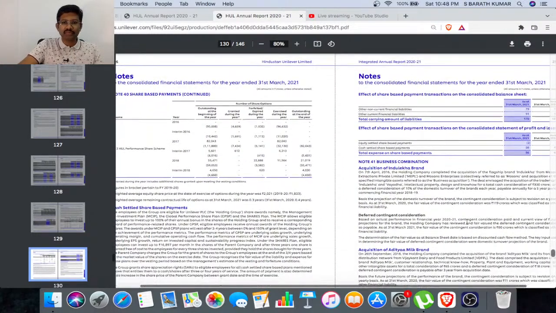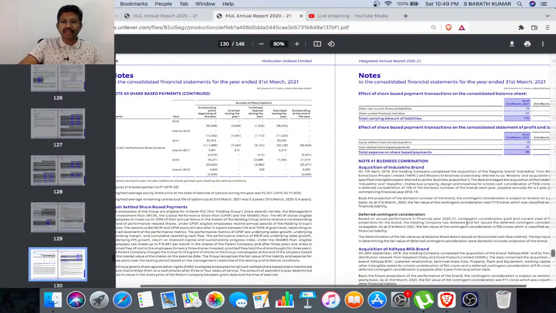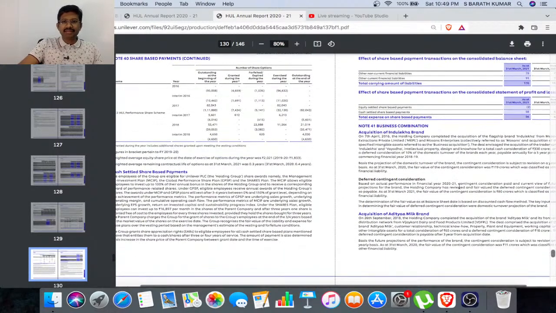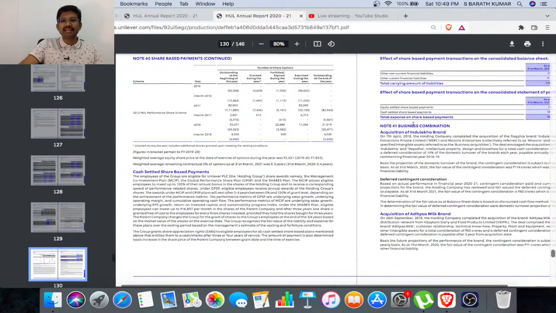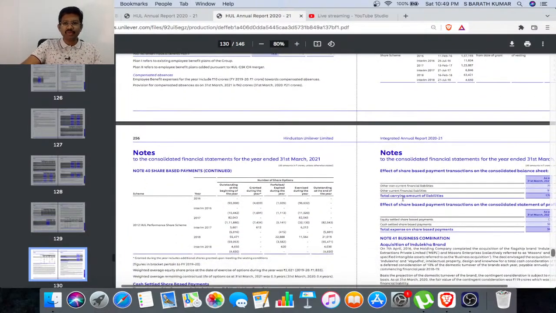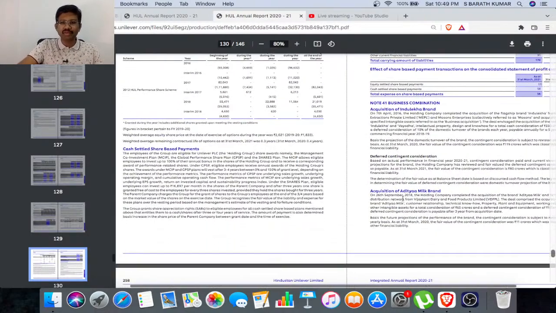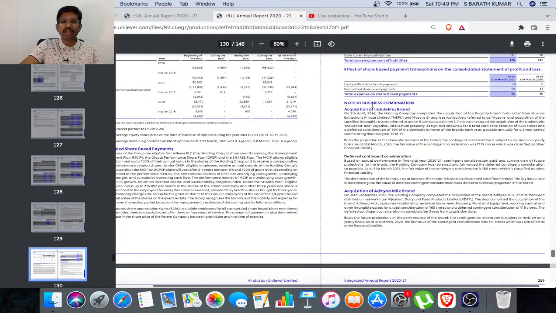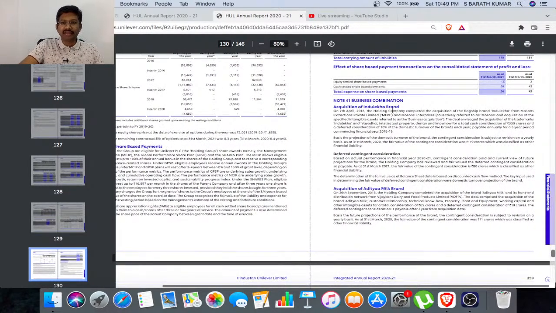Now this is note number 41. Basically, what is this? This is a note where they say that they have acquired some things. Of course, there were a few other points here and there that I didn't want to go into in a lot of detail, but note 41, business combination, is what is written. Here you see that they have acquired the brand called Indulekha.